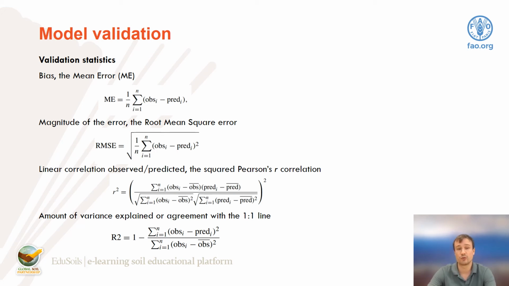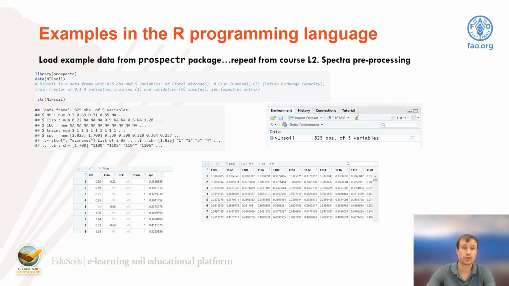So now that we have seen two example models for fitting a regression, and that we know how we can evaluate the model predictions using data splitting, cross-validation, and validation statistics, I propose to have a simple example in R. Here we use again the data from the prospectr package. The instructions for this dataset are already given in the second lecture about spectra preprocessing. You have to load the package using the library function, and then you can load the data using the function called data. The dataset is called NIRsoil.